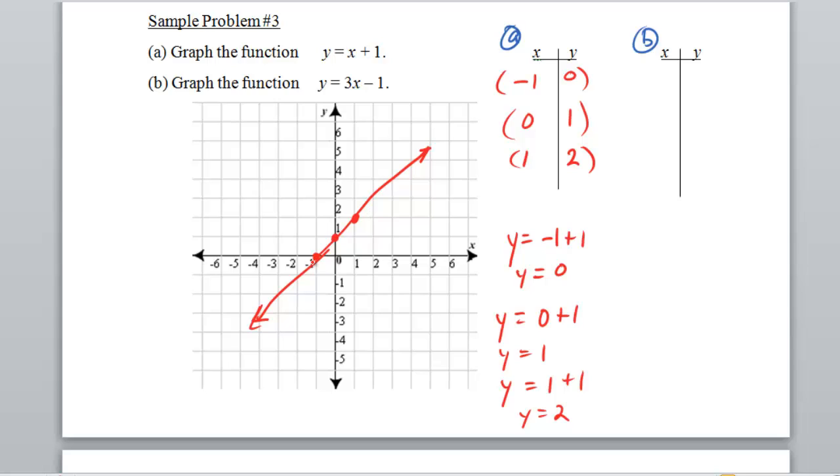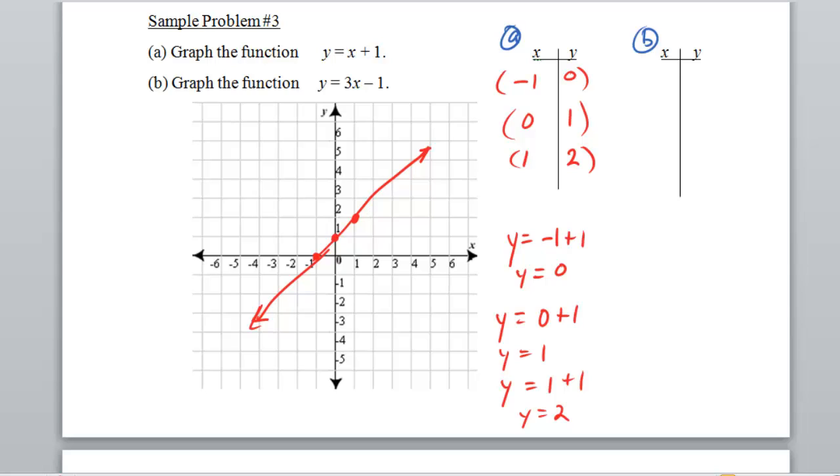Now, if you have any function given to you, you can plot x, y points in a table like this and graph any function that's given to you. So it doesn't require you to have any kind of fancy tricks. A t-chart table of points would be just fine.